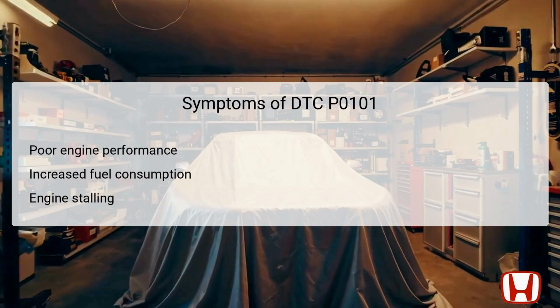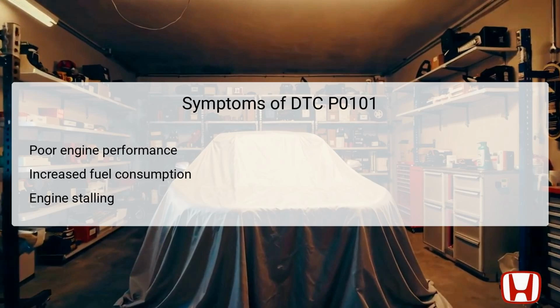When DTC P0101 is triggered, several recognizable symptoms may manifest in the vehicle's operation. One of the most common issues experienced is poor engine performance, including a lack of power during acceleration. Drivers may also notice decreased fuel efficiency. This is primarily caused by the incorrect air-fuel ratio, leading the ECM to adjust fueling incorrectly.